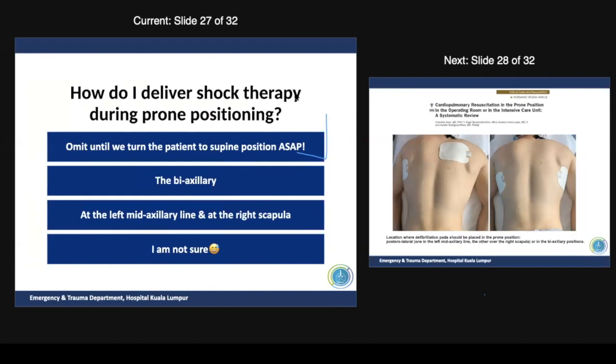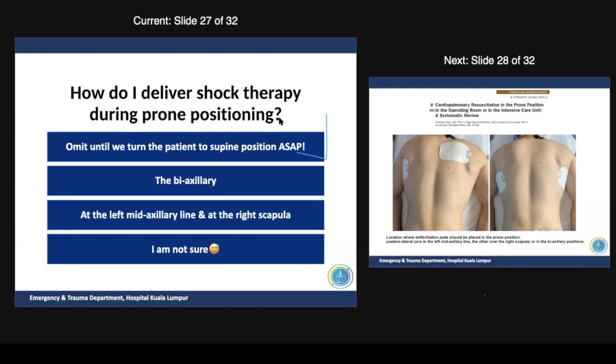Okay, who wants to answer? Number 2, by axillary. Who agrees? Omit until we turn the patient. Is that allowed? That does not follow the guideline, right? Okay, how about number 3? At the left mid axillary line and at the right scapula. Okay, is that allowed? Yes.